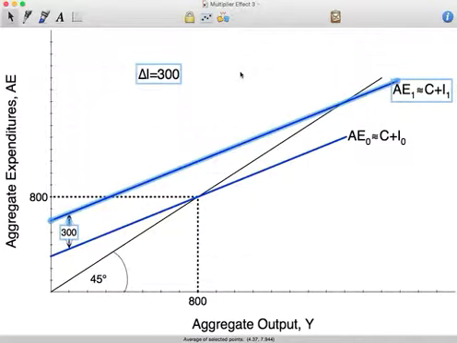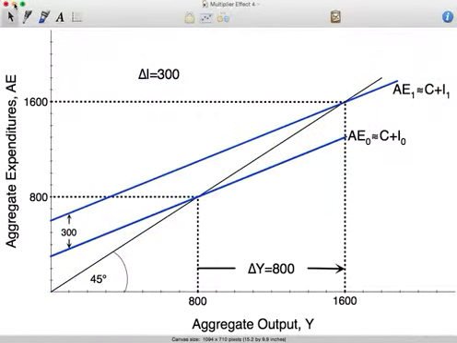So what's going to occur? Well, now we have a new aggregate expenditures line. We are going to have a new equilibrium. So the new equilibrium is going to occur where the new aggregate expenditures line intersects the 45-degree line. And if we bring up the next slide, we can see here that that gives us a new equilibrium of aggregate output and aggregate income of 1,600, and aggregate expenditures are also equal to 1,600.